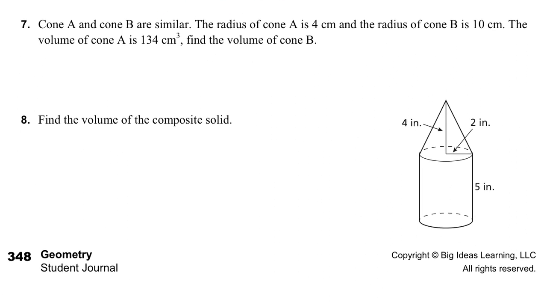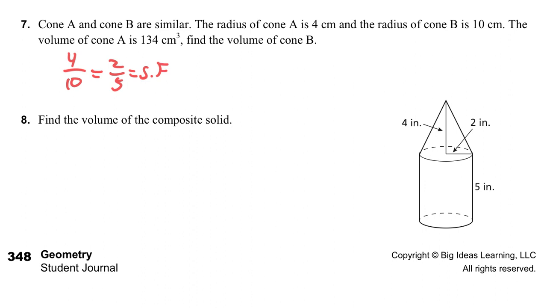And then the last two numbers, 7, talking about things being similar. So really quick, we know that the side lengths compared to each other are going to give me a scale factor. So I can look at cone A's side, which is 4, and cone B's side is going to be 10. That simplifies to 2/5, and that is my scale factor.